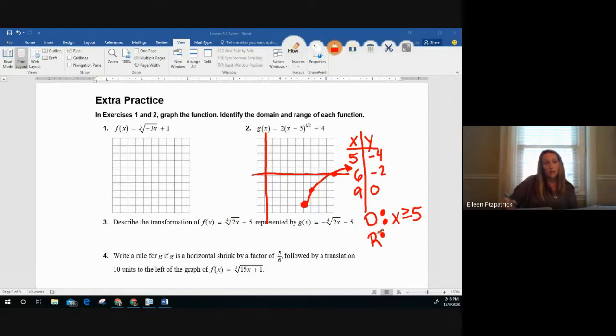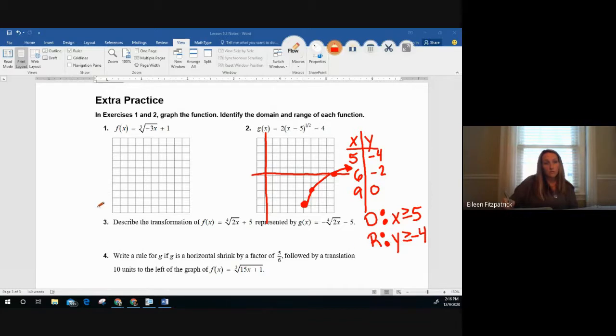Your range, which has to do with the y values, the lowest y value is associated with this point. This has a y value of -4. This has a y value of -2. This has a y value of 0. So -4 is the smallest y value, and all the y values are going to continue to increase as we move up along our function. So y has to be greater than or equal to -4.